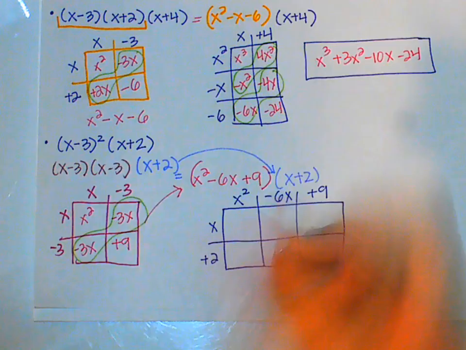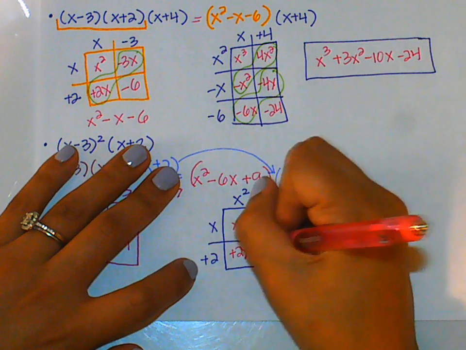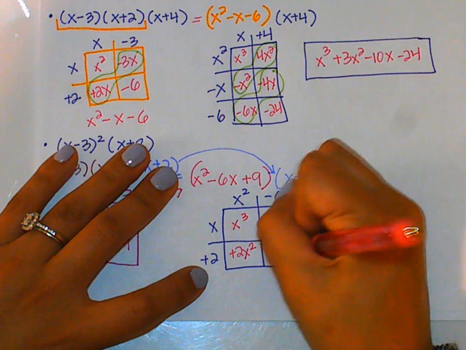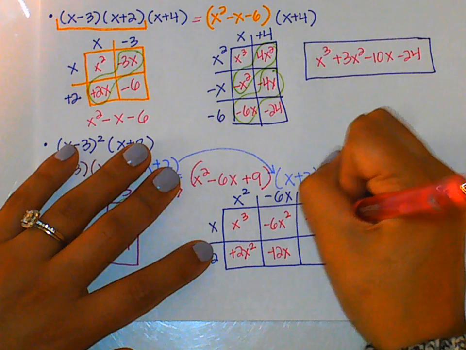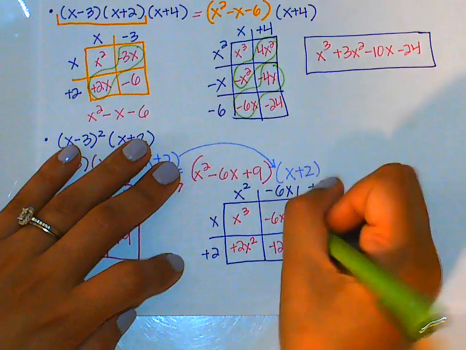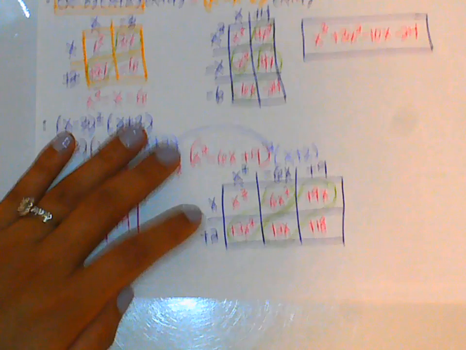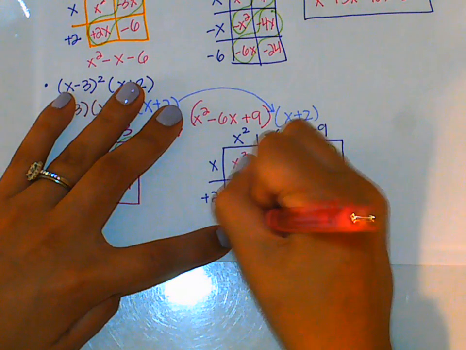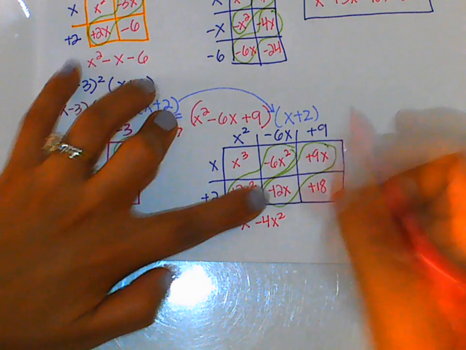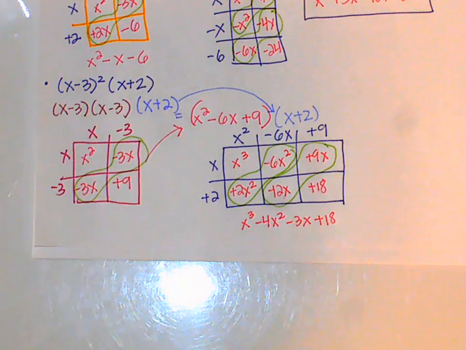And then I solve. So this gives me x cubed plus 2x squared minus 6x squared, and then minus 12x plus 9x, and then plus 18. So let me identify my like terms, which is this right here and this right here. And I get x cubed, and then minus 4x squared minus 3x plus 18 as my final answer.